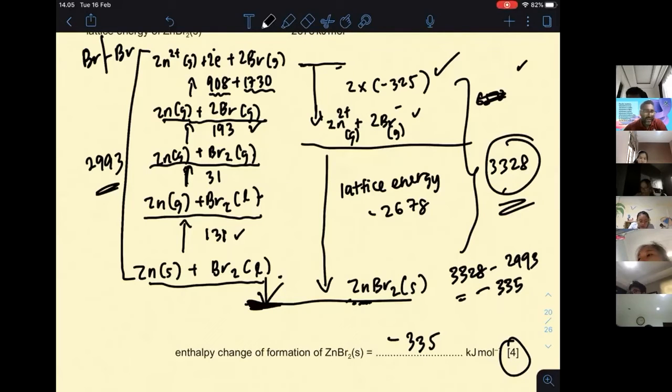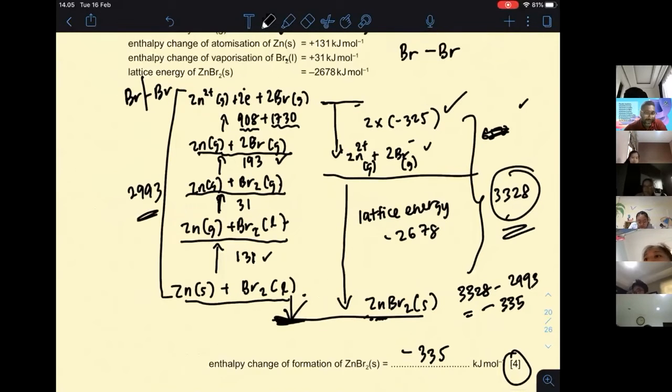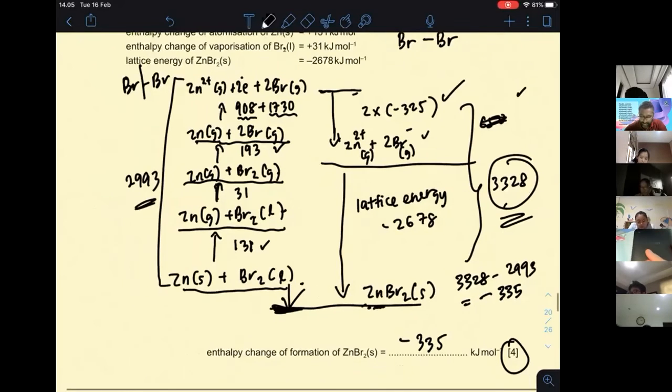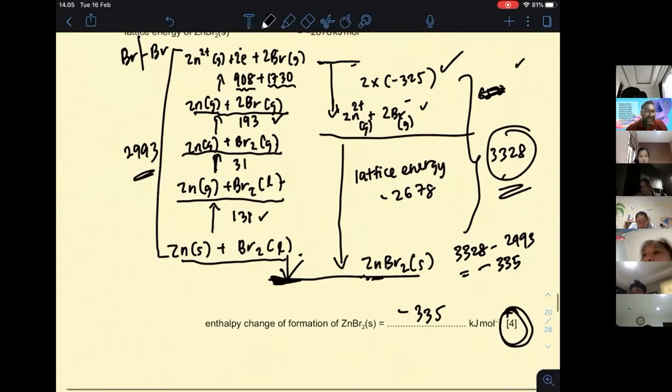Okay, when I do that, I will get negative 335. If you want, you can also show it using clockwise equals anti-clockwise. Please go ahead. If you're using this method also, my advice is, if you want the total 4 marks, don't waste any of the marks.